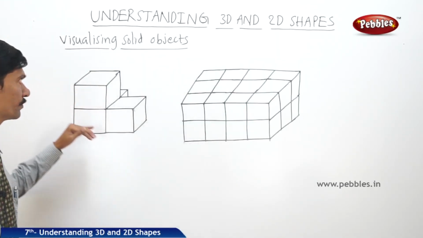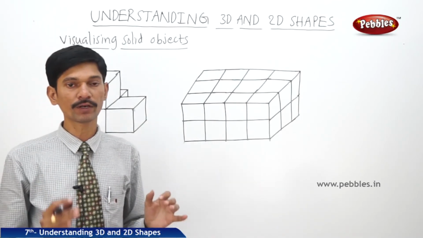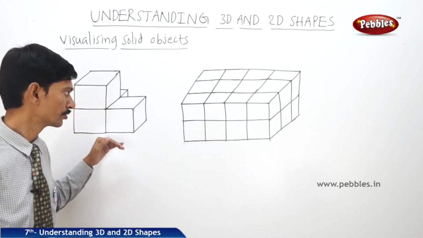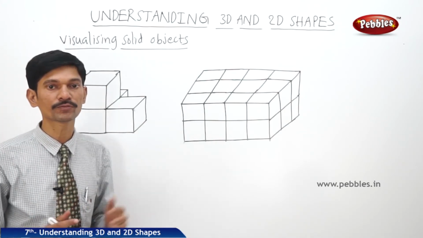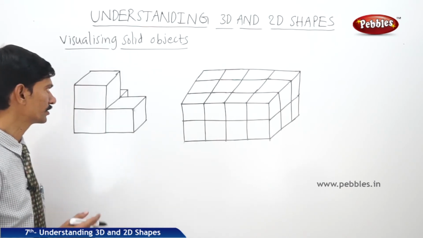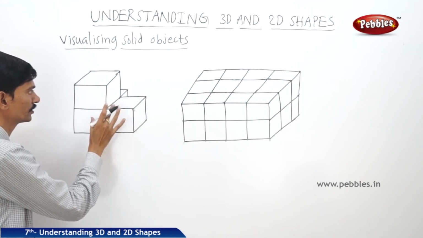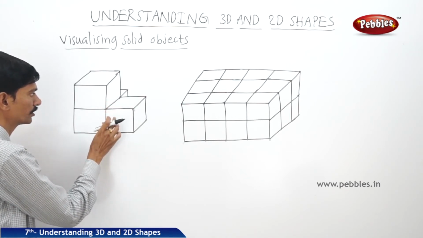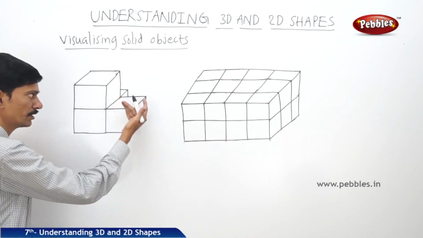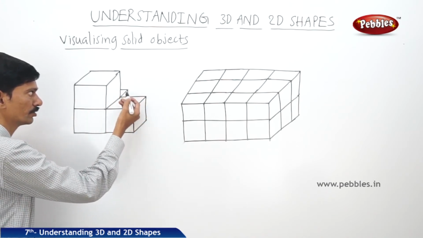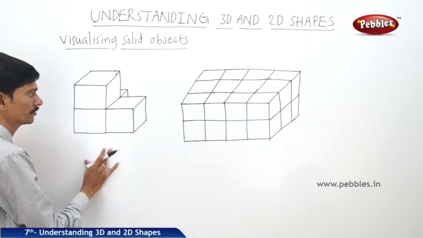Now let us see the next topic, visualizing solid objects. When you combine two or more cubes adjacent to each other, then some cubes may not be visible. For example, if you want to find the number of cubes in this solid shape, we can see only 3 cubes from the front, but even in the back there is one more cube, so that is why there are totally 4 cubes in this solid shape.